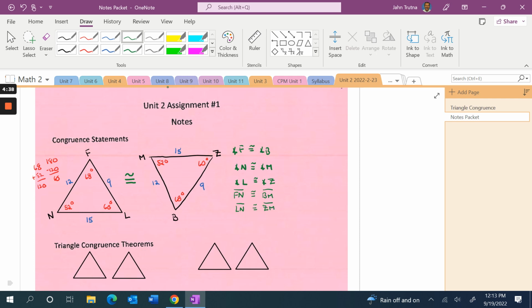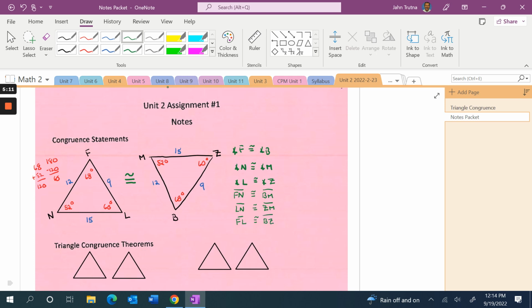Notice what I'm doing. If I started with L, L's right at the 60 degrees, so I have to start at Z, which is at 60 degrees also. So I'm always matching up the letters that I have with each other. And also notice that side F to L, which has a length of 9, is going to be congruent to the side over here, which has a length of 9, which is B to Z, and I would have to write it as B to Z, because I'm always putting the letters in the same order, okay?